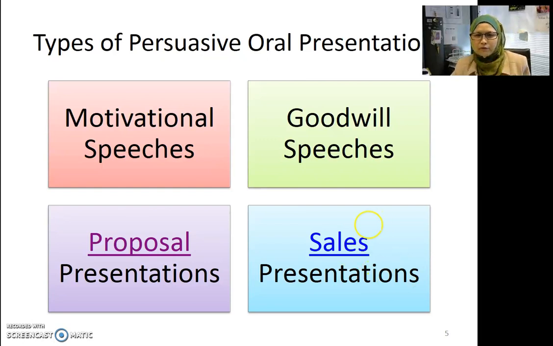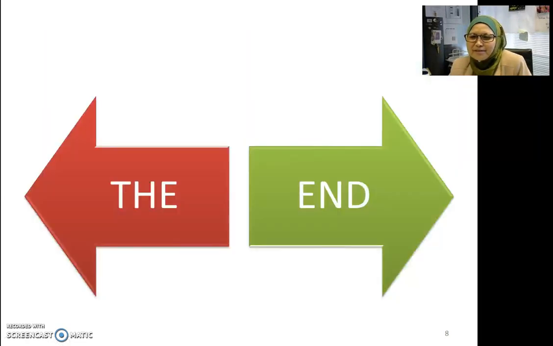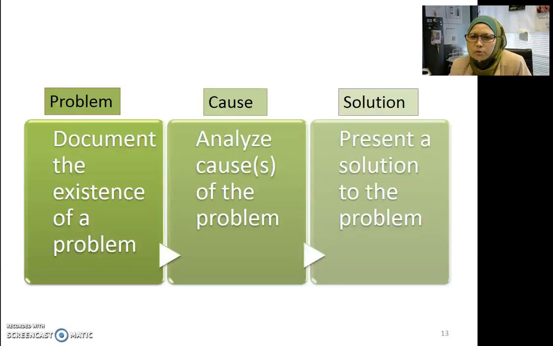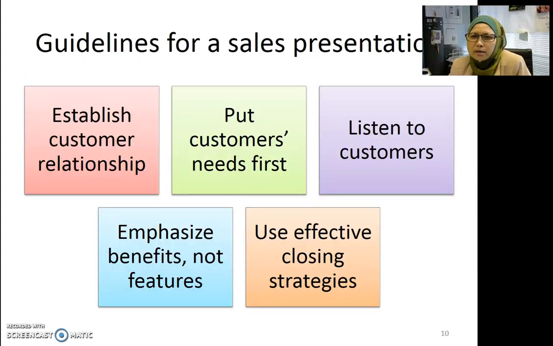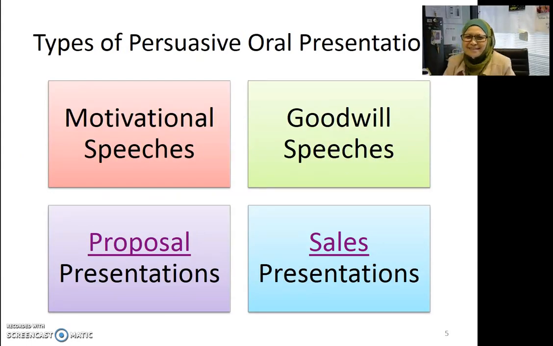So just now we finished talking about proposal presentations and sales presentations. Those were the two different types of presentations that you can offer for your assessment. Proposal presentation or sales presentation, not motivational speeches and not goodwill speeches.